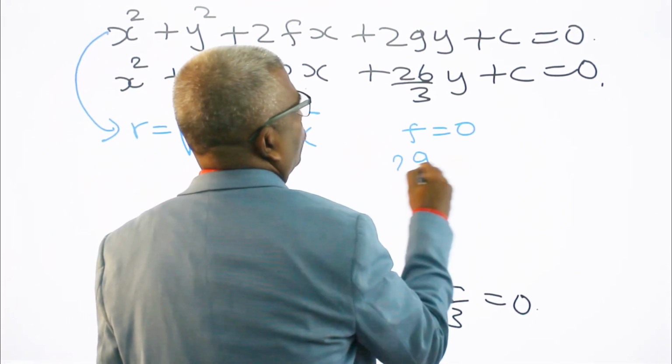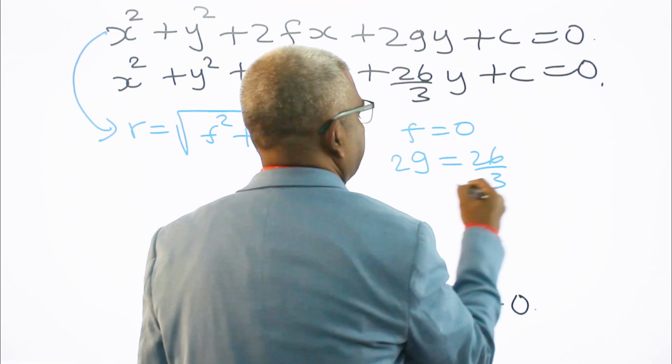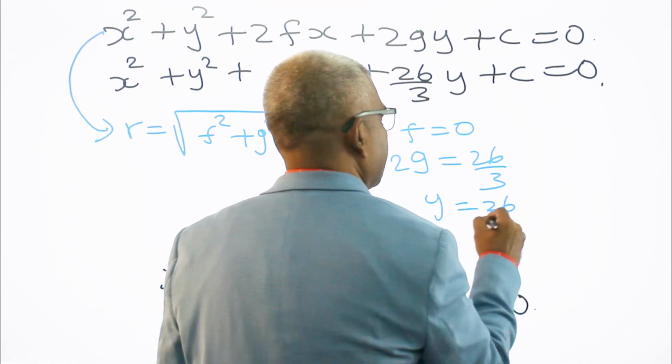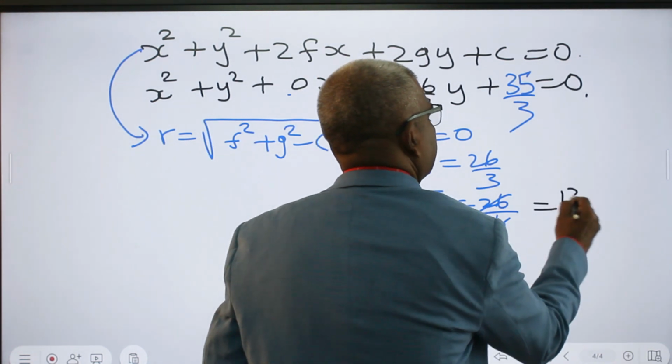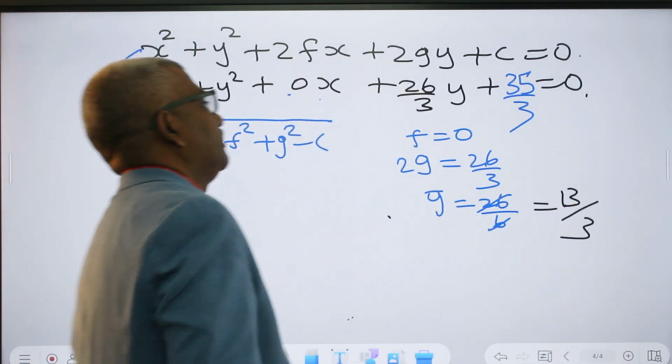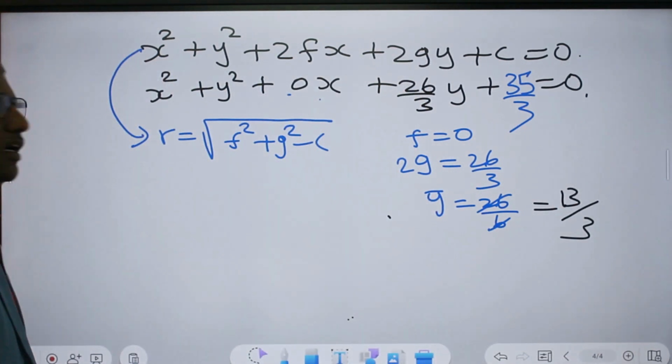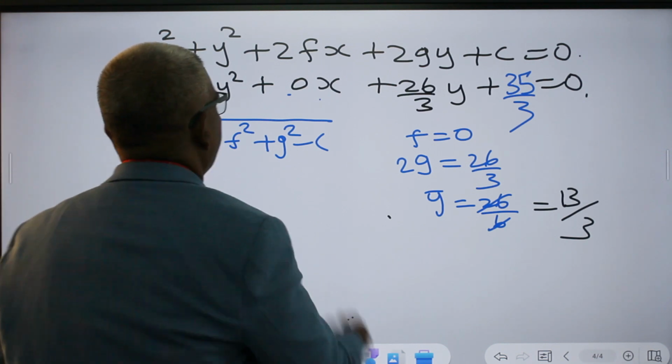2g is equal to 26 over 3, so g is equal to 26 over 6, nothing but 13 over 3. Okay, g is 13 over 3. That's all. Now, what is f squared?